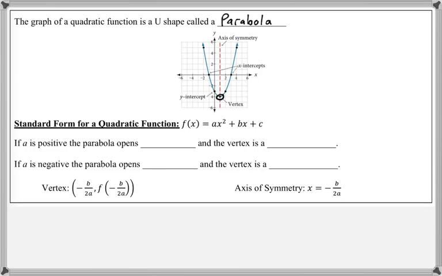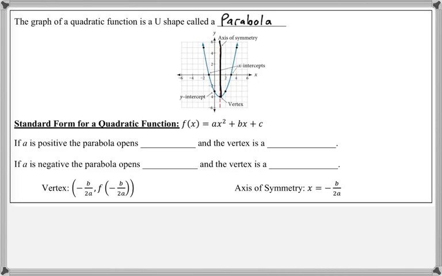In this case it would be a minimum, but if the parabola looks like this, it would be a maximum value. We also have our x-intercepts where it crosses the x-axis. We have our y-intercept where it crosses the y-axis. And then we have the axis of symmetry.